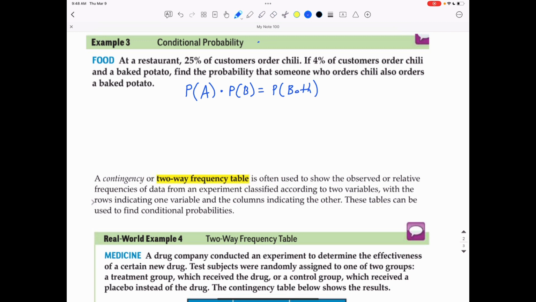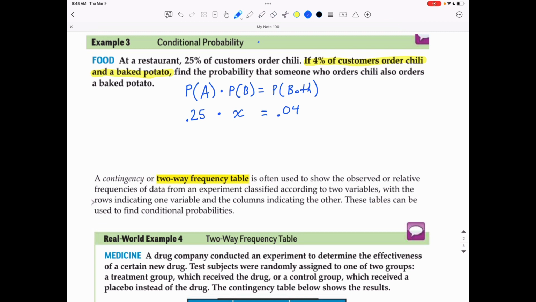So if it says 25% of the customers order chili, we can write that as 0.25. But then it goes on to tell us that 4% of the customers order chili and a baked potato. It has actually now told us the probability that both occur. So that 4% is actually going to be what it equals. And I change that to a decimal, so that's 0.04. What we're trying to figure out is what is the probability that someone who ordered chili also gets a baked potato. We're trying to figure out now what's the probability that a baked potato is ordered. That's the unknown, and that's the x.